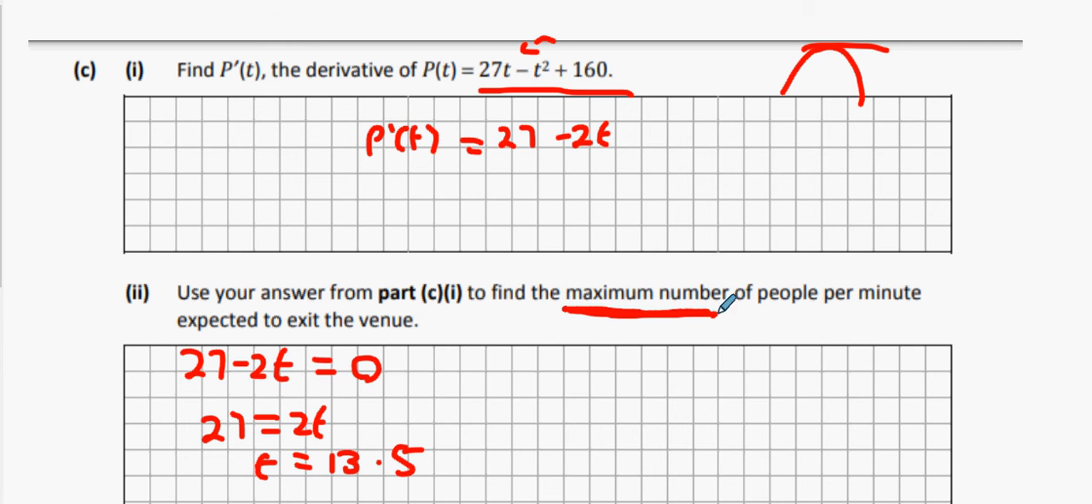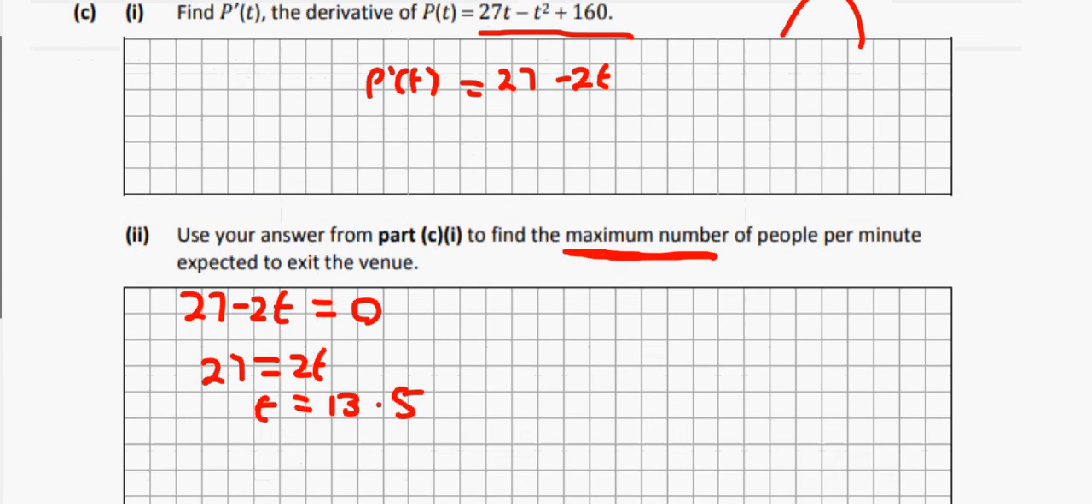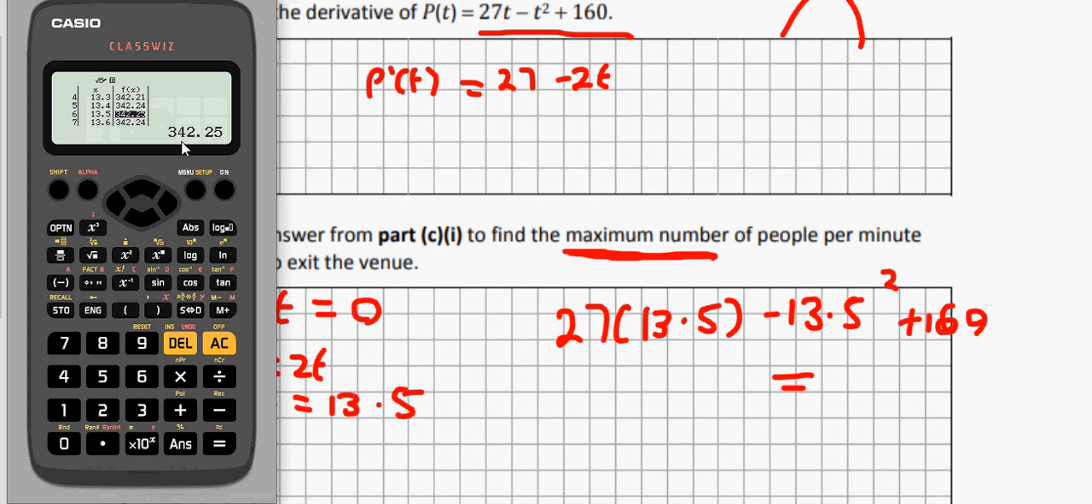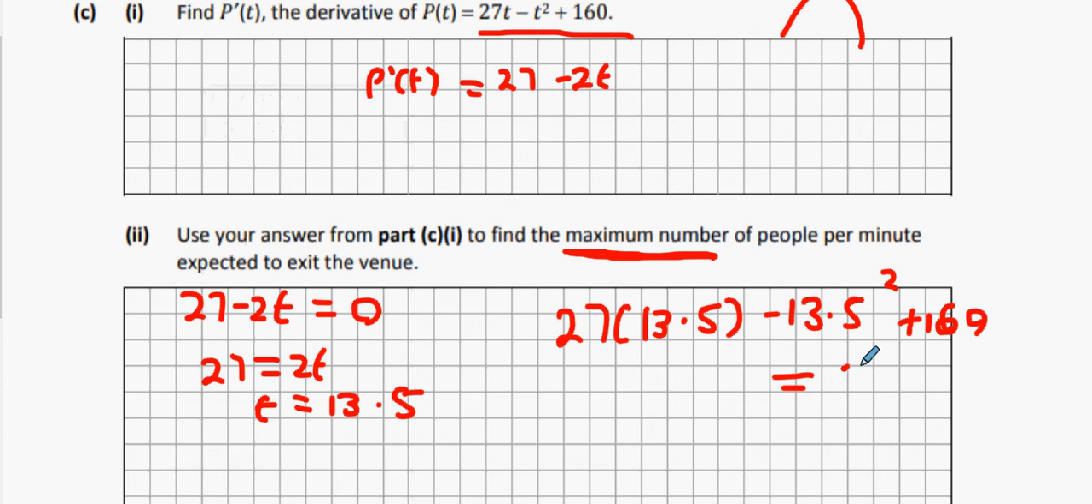Now, it wants the maximum number of people. How do I find that then? Insert 13.5 back into the original equation. And what's the great thing? I already have the answer. 342.25. Now, because it's people, you'd imagine that you're only allowed to round down, aren't you? So I'd say 342. Yeah, 342 people. It doesn't make sense to have a fraction of a person.